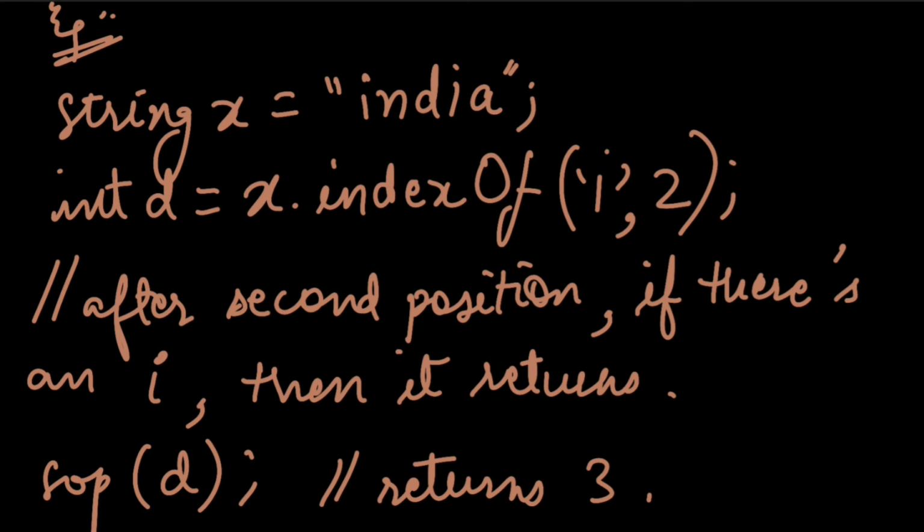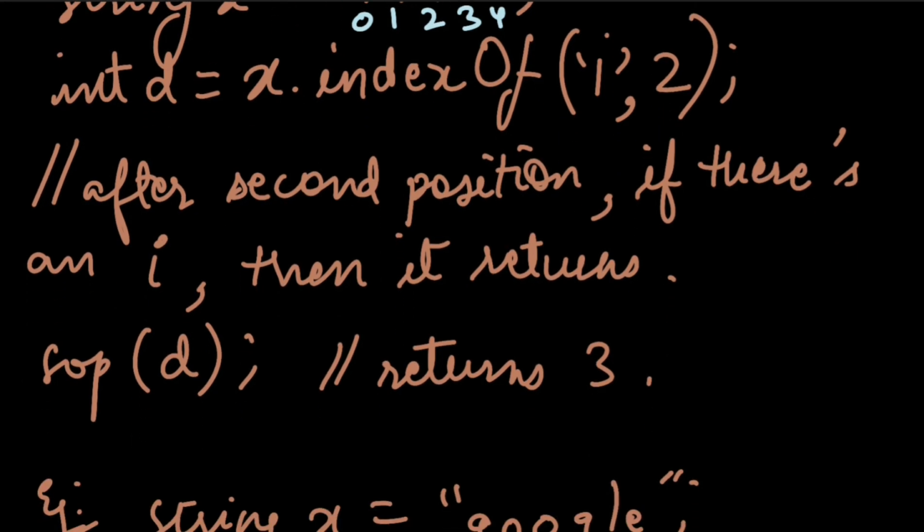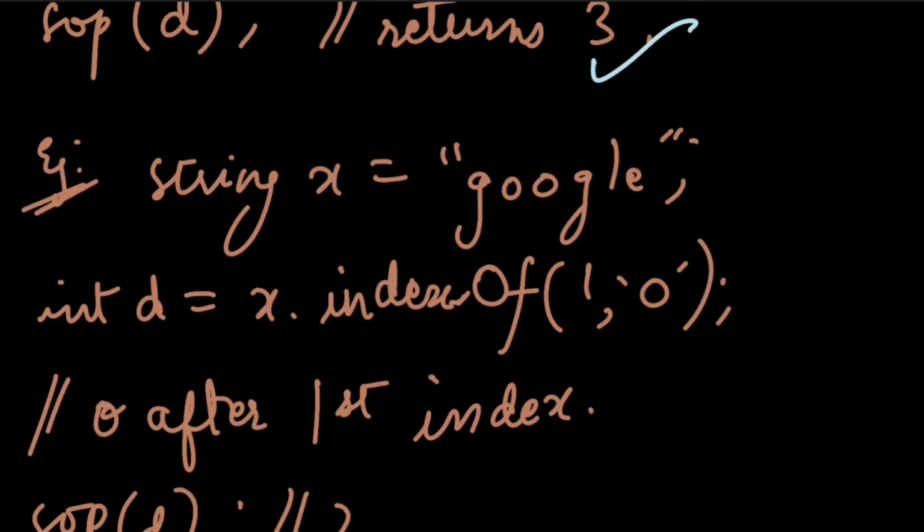In this case you can see I comma 2 I have written here. So what will it give me? It will give me, after the second position, if there is any I, then that will be returned here. After the second index. So again 0, 1, 2, 3, 4. Now I can see that after the second index, after D, there is an I at the third index position in string x. So 3 will be returned here.